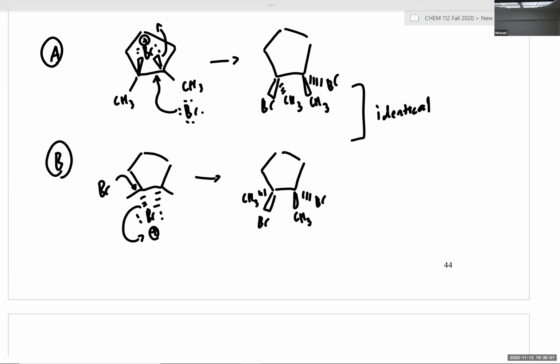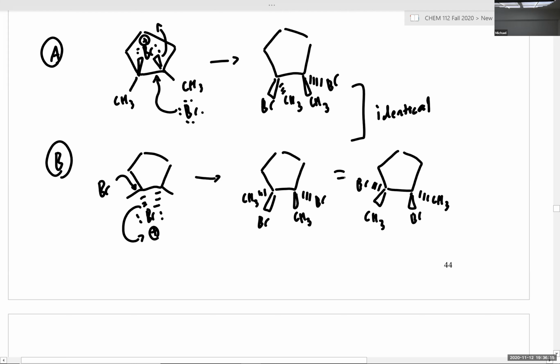And even if we had attack at the opposite carbons, and suppose that we happened to generate the following product, these two structures are identical via rotation, and I can prove this to you. So here's our first structure where the bromine on the left is pointing up, the bromine on the right is pointing down. I flip this around.